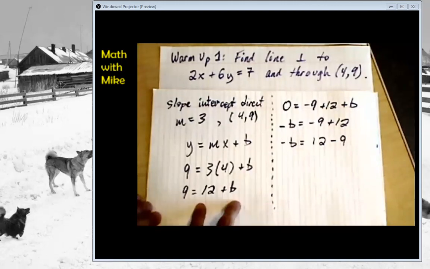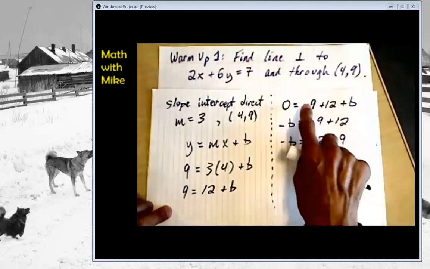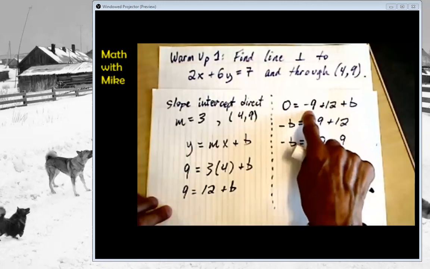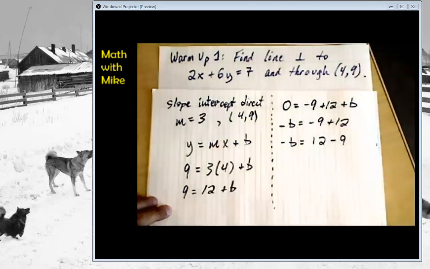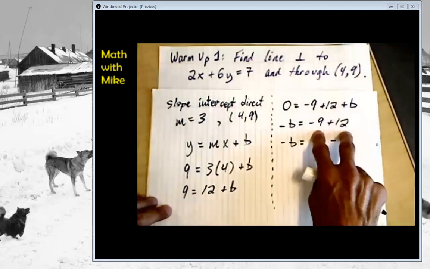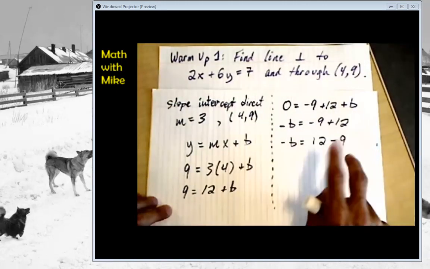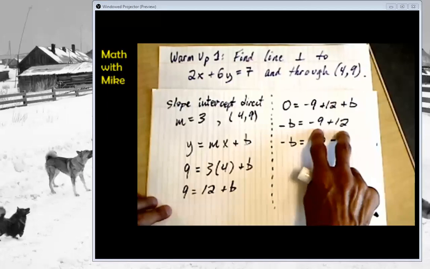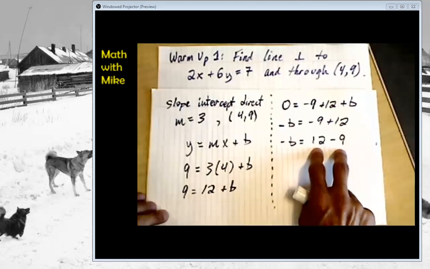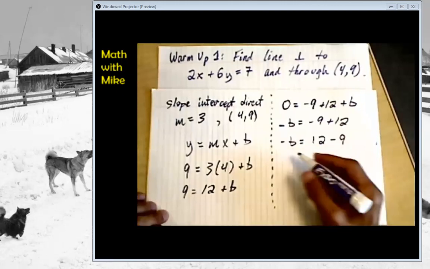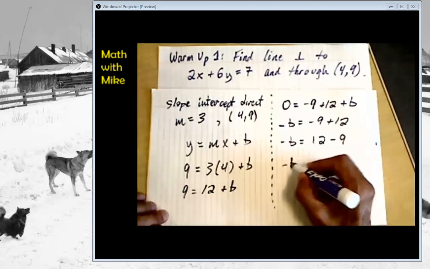I'm looking at this line here. I was told to move the 9 over, so I did. Yeah, minus 9 and plus 12, that's true. Well, let's just check. First of all, we can switch the order as long as we take the signs along, right? It's true. So what's 12 minus 9? 3. Okay, but notice minus b is equal to 3.